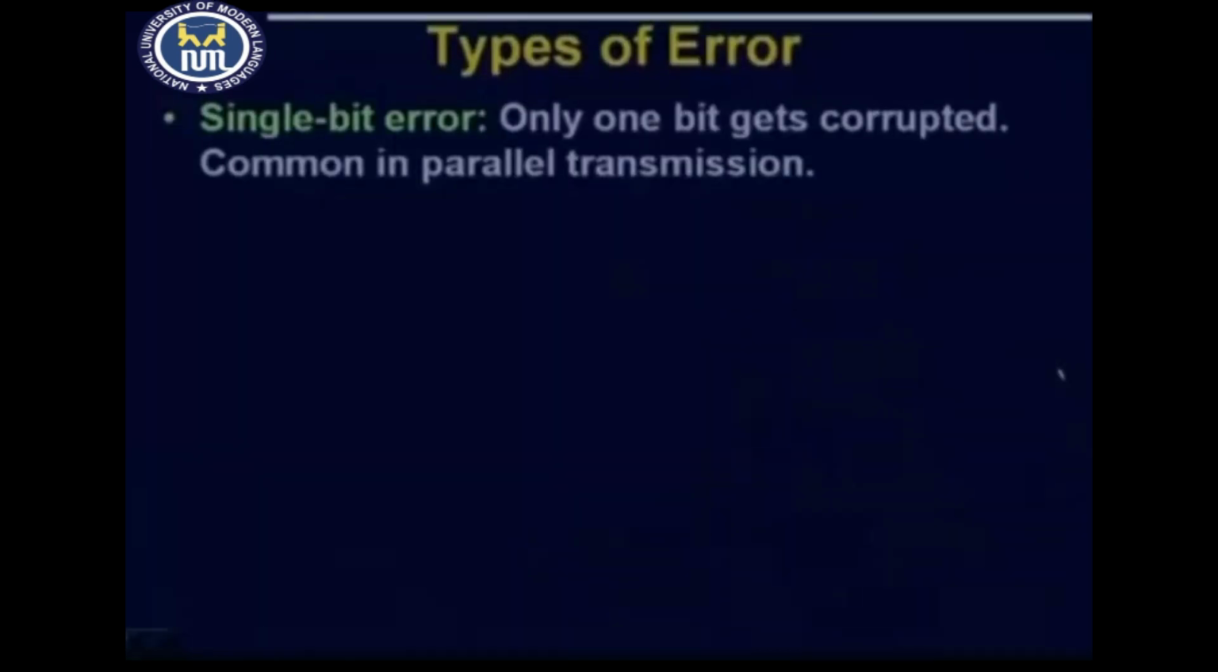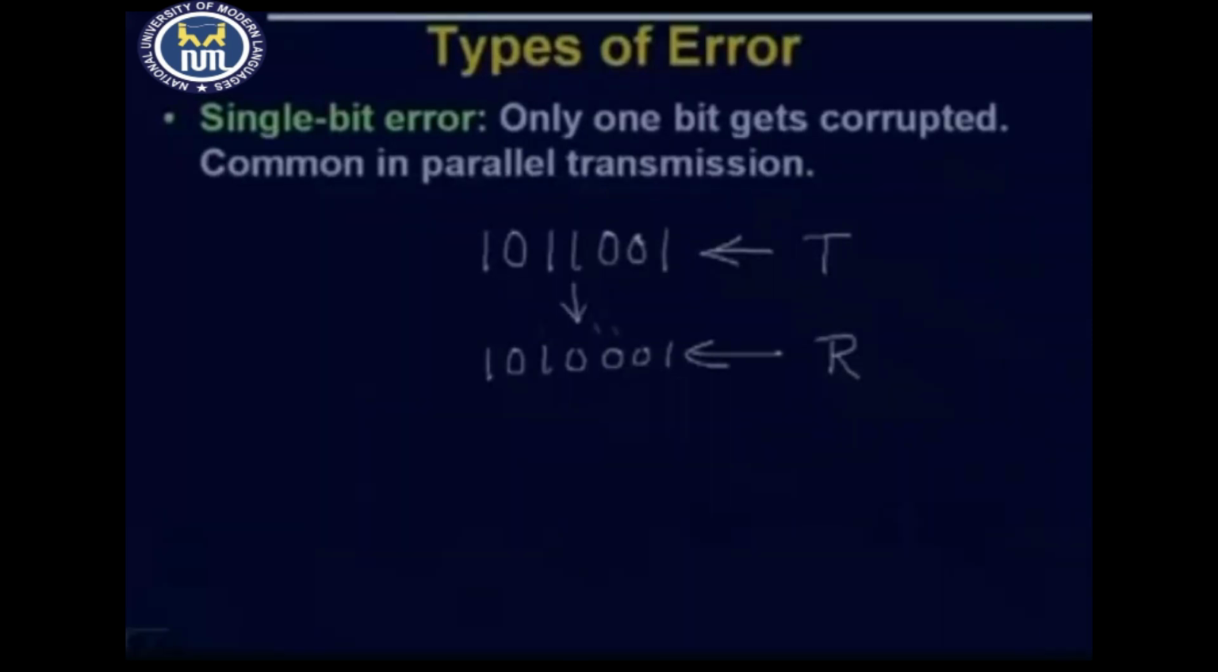Let's first consider types of errors. This is called a single bit error, where only one bit gets corrupted. This is the binary of the ASCII code. So these 7 bits represent a specific ASCII code, and the second one represents some other specific ASCII code. So if an error occurs, one can be changed into the other if there's a single bit error. This is very common in parallel transmission.